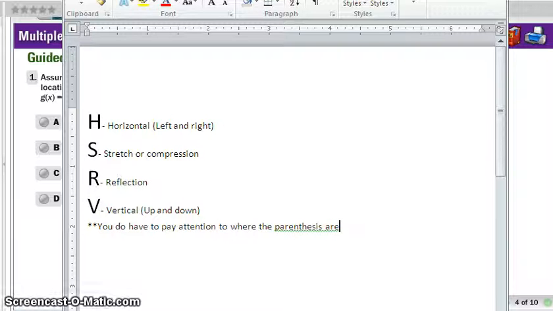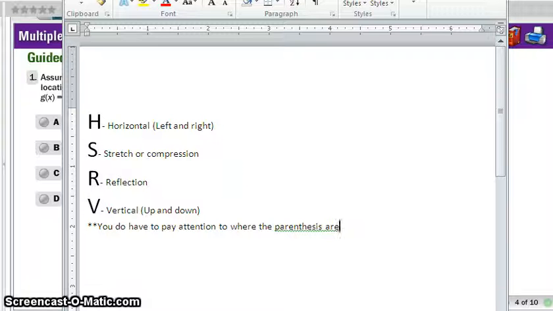H stands for horizontal, your left-right changes should come first. S is your stretch or compression, that'll come next. R is your reflection, typically about the x-axis, and V is your vertical up-down shift.